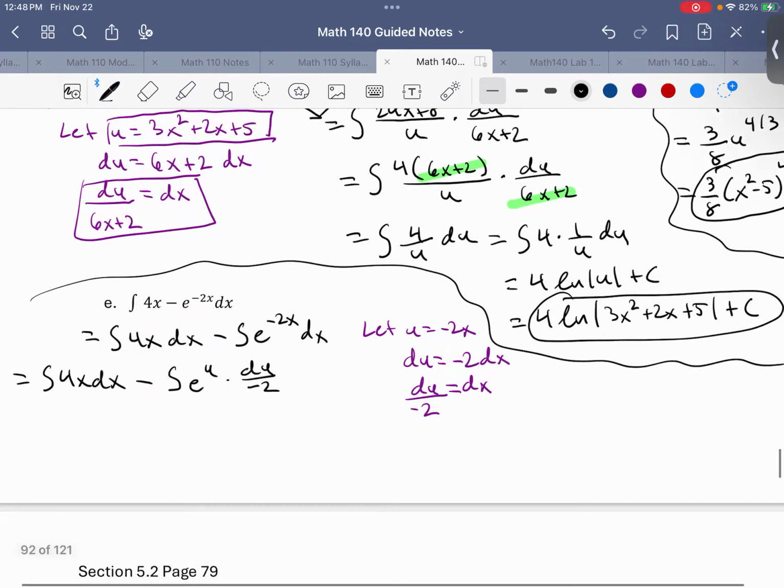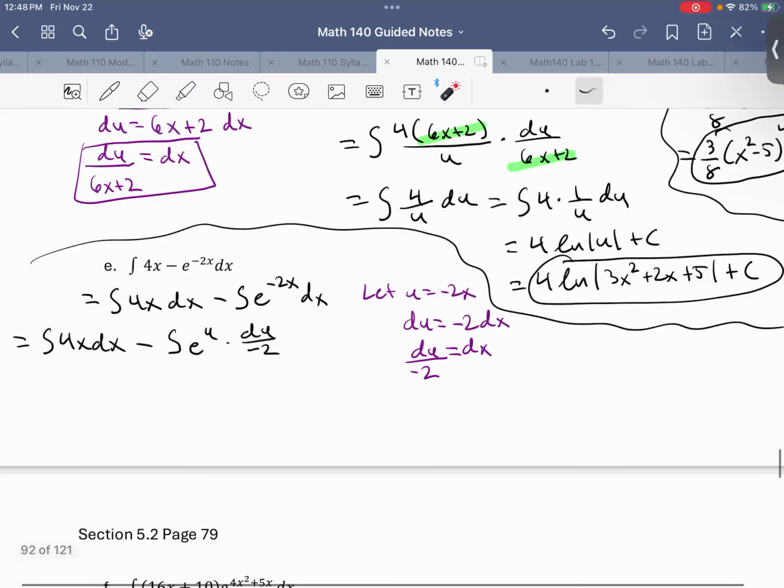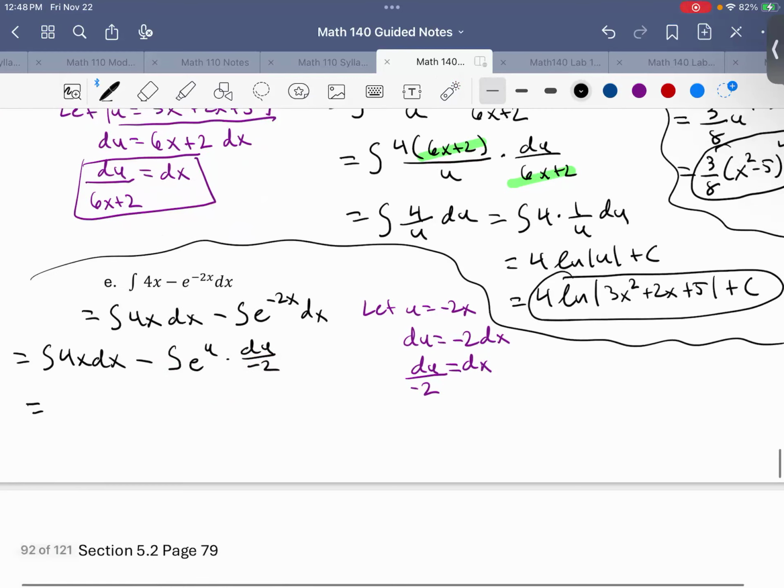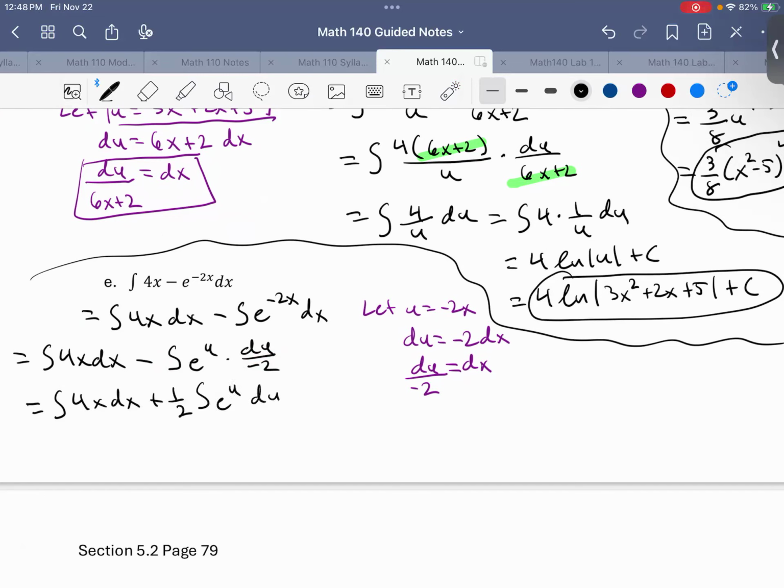Okay, so let me clean this up a little bit more. What I'm going to do is move outside this negative 2. I can move that outside of the integral because it's just a coefficient, and I can move coefficients in and out of integrals as stated in our integration properties. So this will be the integral of 4x dx plus 1/2 e to the u du. Negative and a negative make a positive, so it becomes positive 1/2. But let's go ahead and integrate this now.